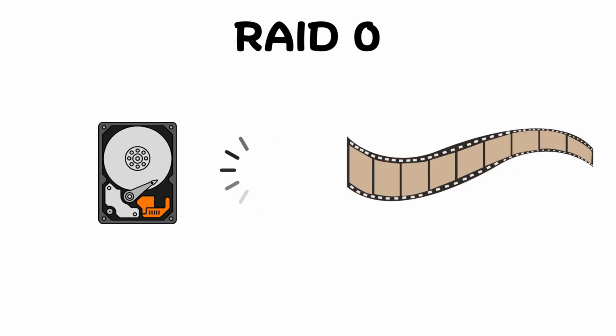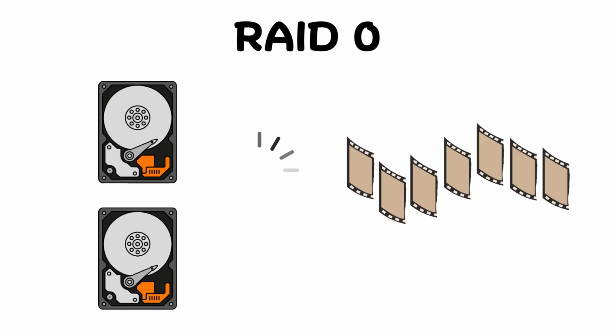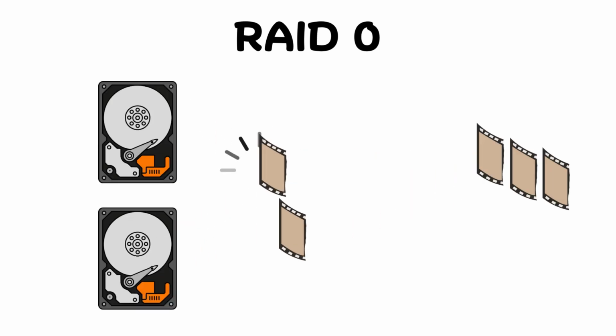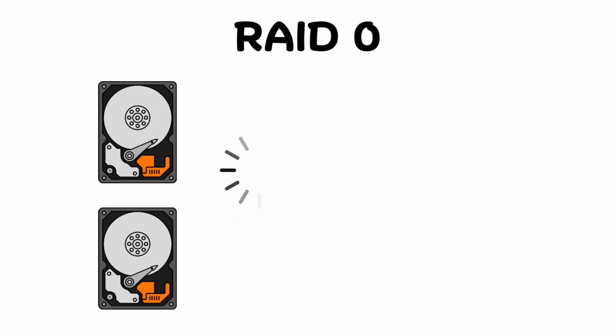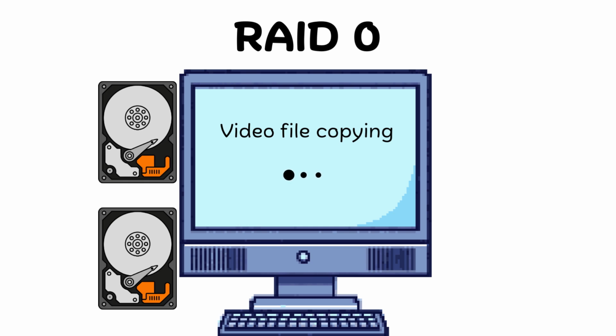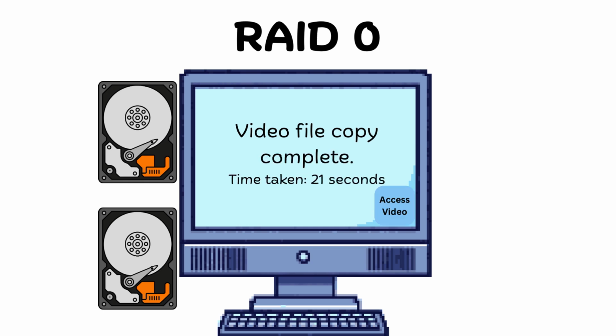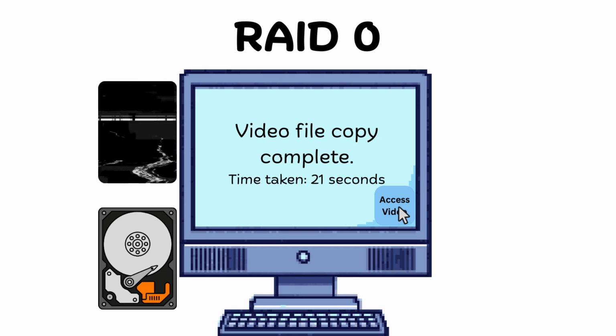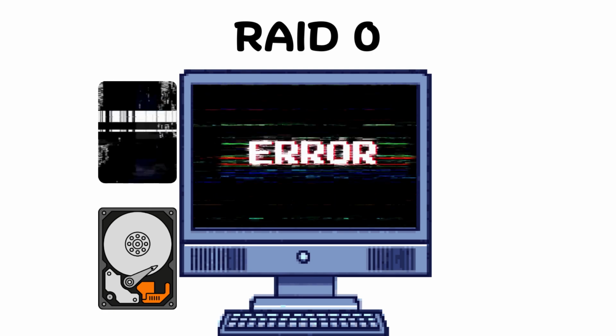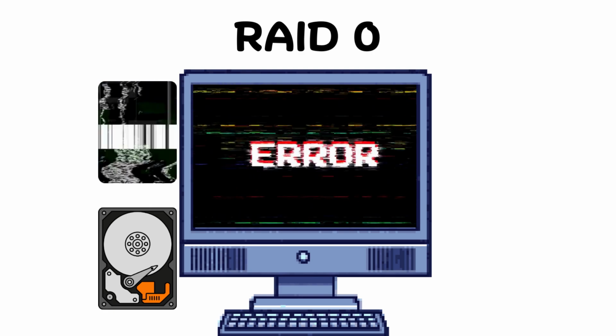Imagine you're copying a large video file. With a single hard drive, that file is written piece by piece to one disk. With striping, the file is split into chunks and written to multiple hard drives at the same time. One drive writes a part of the file, while another writes a different part. Because the work is shared, the file finishes copying faster. However, RAID 0 provides no redundancy. If one of your drives in the array fails, all the data is lost. So RAID 0 is used when speed matters more than data protection.